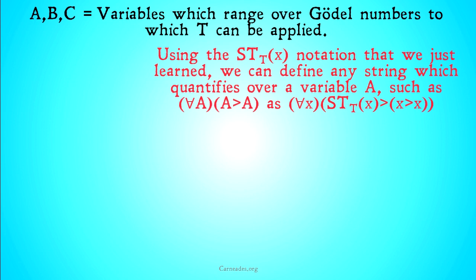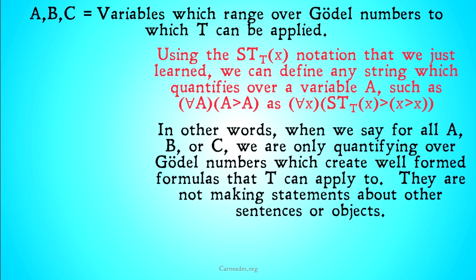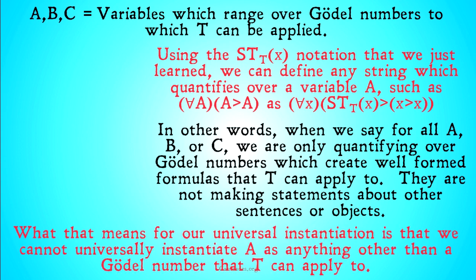So basically, this is only going to function if X fulfills that previous condition. And that previous condition is basically that it is one of these kind of capital letter beginning of the alphabet variables A, B, and C. Or in other words, that it is a Gödel number to which T can be applied. In other words, when you say for all A, B, or C, we are only quantifying over Gödel numbers which create well-formed formulas that T can apply to. They are not making statements about other sentences or objects. We can't universally instantiate something else into those situations.